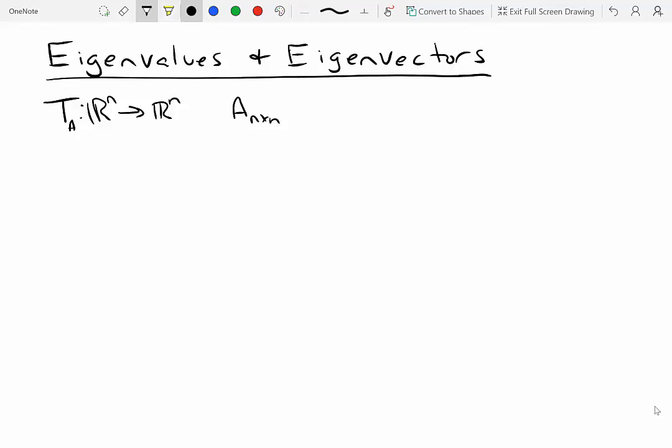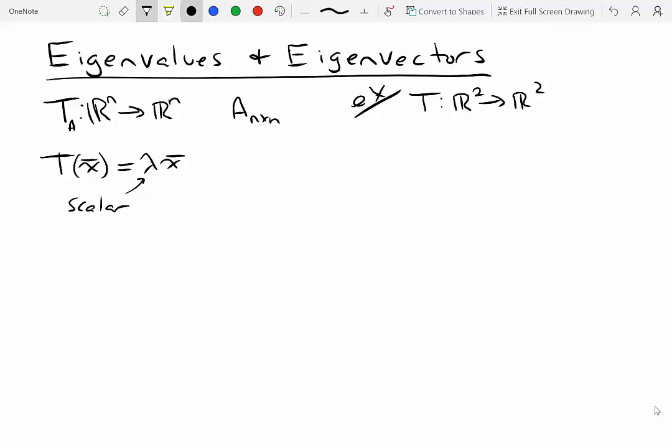And what I'm wondering is, is it possible for me to have a transformation such that some vector x, when it's plugged into the transformation, is going to be equal to lambda times x, where this lambda is a scalar? And let me try to draw you a picture of what I'm talking about. For example, if I was looking at a transformation that was going from R2 to R2, then I can draw you a picture of that transformation.